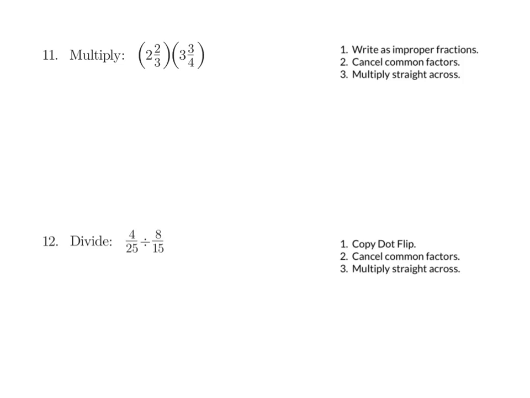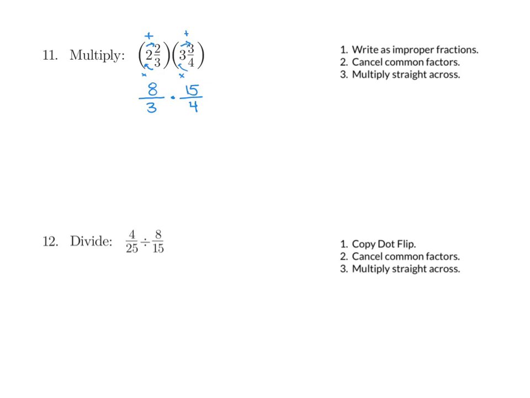So for 11, we want to go ahead and convert to improper. So we get 3 times 2 is 6, plus 2 is 8, over, keep the same denominator. 3 and 3/4, we get 4 times 3 is 12, plus 3 is 15 over, keep the same denominator, 4.